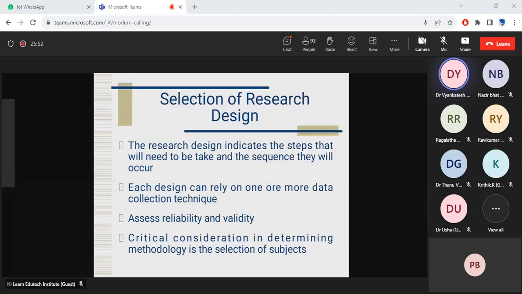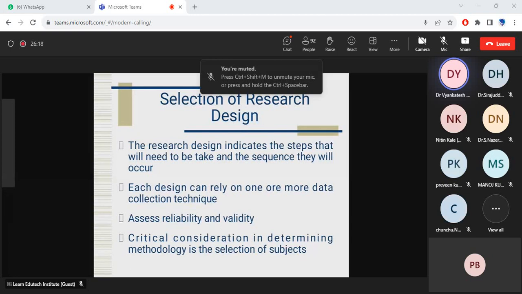So assess reliability and validity. Definitely if your data is reliable, then the validity of that data is higher compared to other data. Then critical consideration in determining methodology and in the selection of the topic or the subjects. Critical consideration always makes sense when you are a director. If any methods are concerned, that makes sense in determining methodology and selection of the topics.